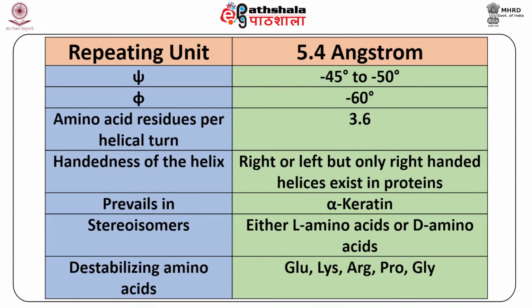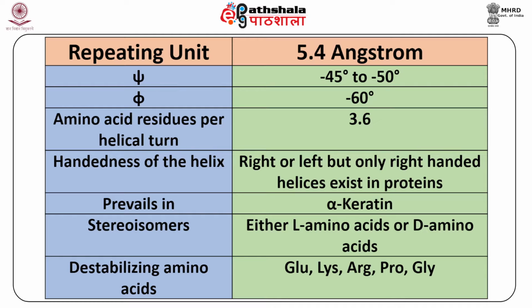The various characteristics of alpha helix: the permitted phi and psi angles are given as minus 45 degrees to minus 50 degrees, while minus 60 is another coordinate. Amino acid residues per helical turn are 3.6. That means it is going to take a turn after 3.6 amino acid residues. So one turn basically comprises 3.6 amino acid residues.